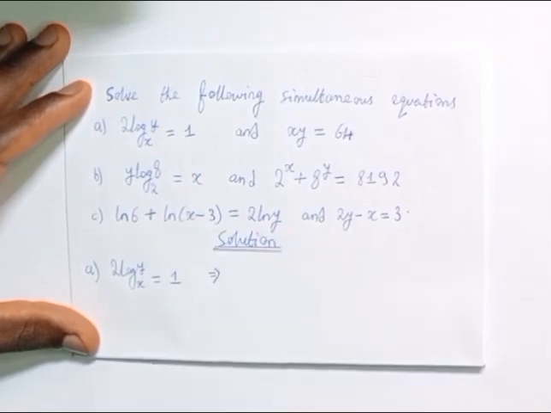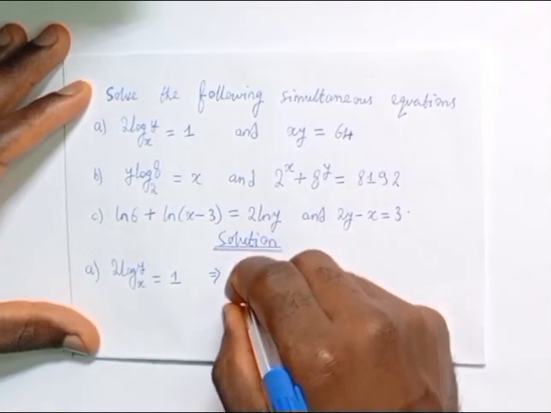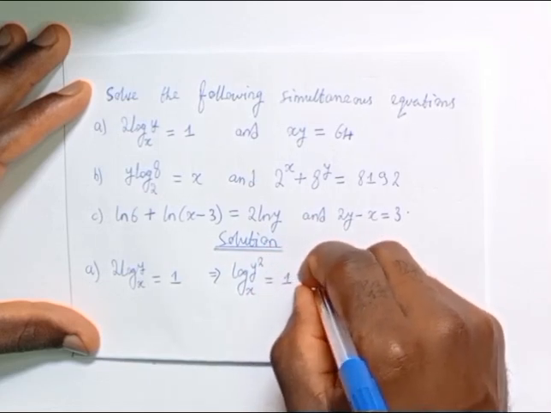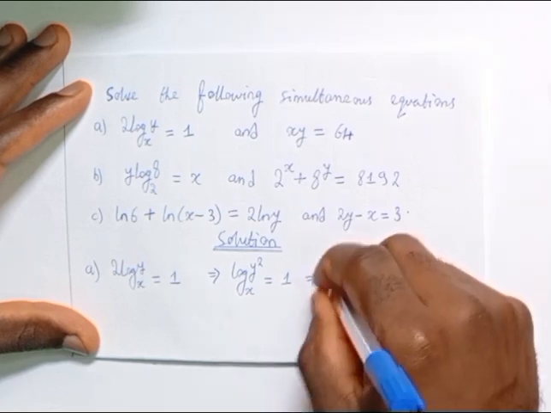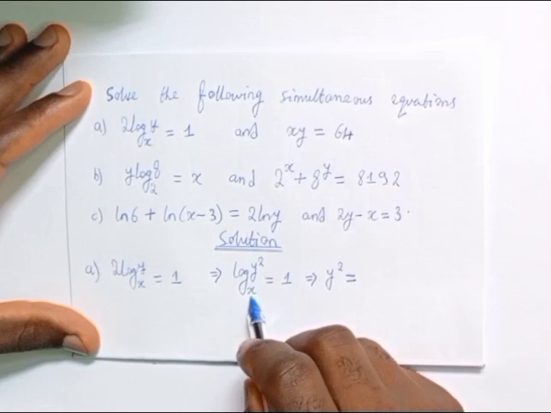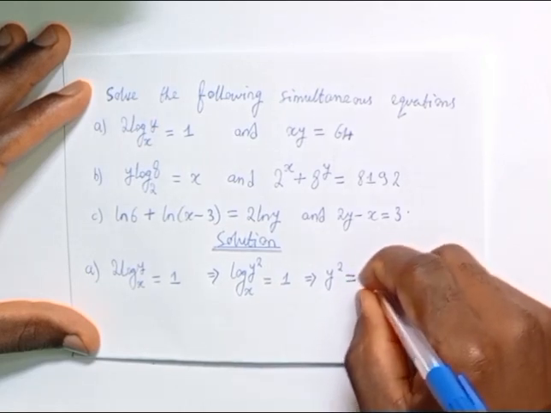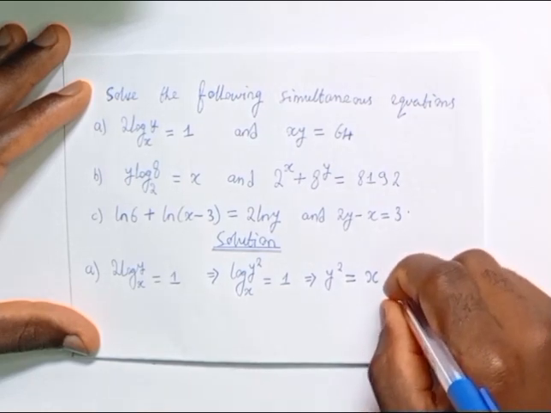Then applying the law of power, this gives us log y squared base x is equal to 1. Then changing from logarithmic form to index form, it gives us y squared to be equal to x, which is the base, raised to the power 1. X to the power 1 remains x. This is our equation 1.